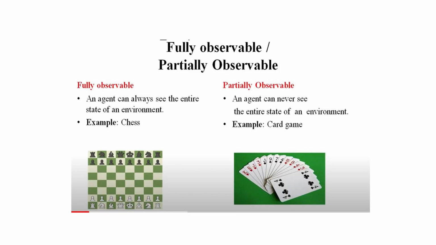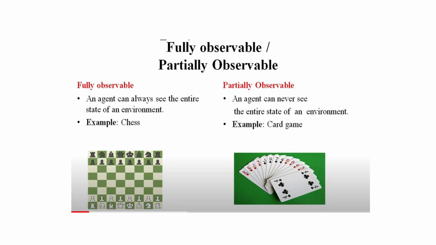First we are going to see the first environment, fully observable and partially observable. Fully observable is where the agent can obtain complete information about the current state of the environment. Here the agent can always see the entire state of the environment. So no hidden information can exist in a fully observable environment.